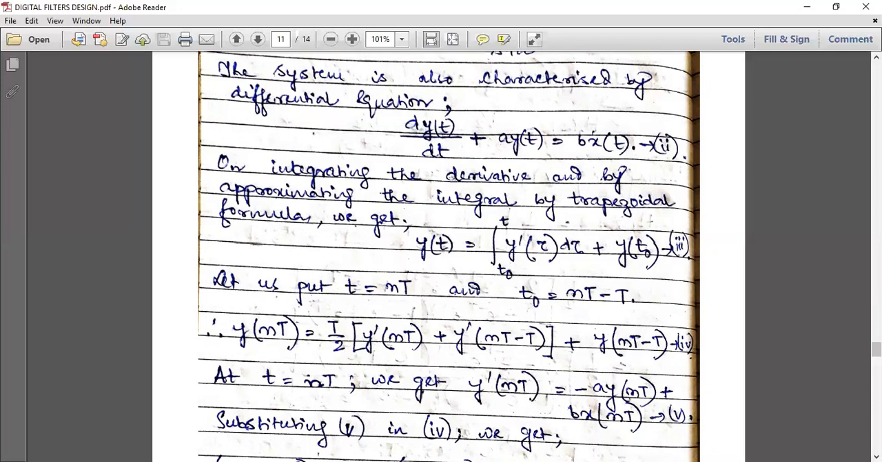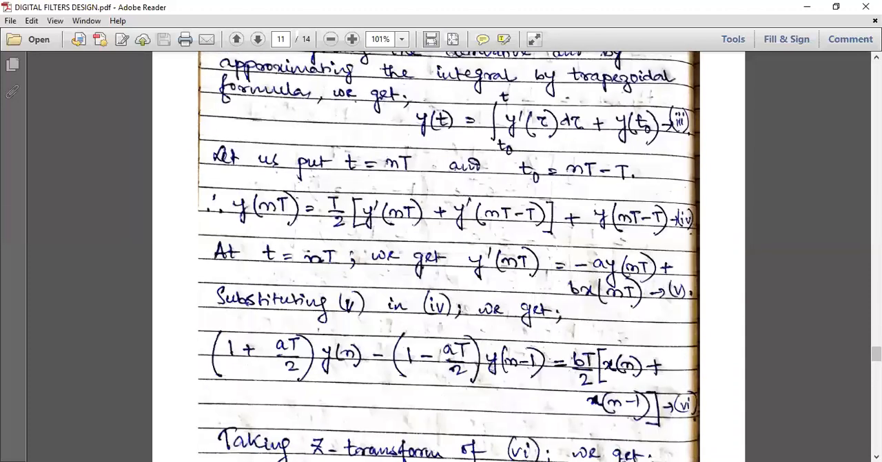Clear? Now substitute equation 5 in equation 4, y dash nT. In place of y dash nT, put this value. So what do you get? You get (1 + aT/2) y(n) minus (1 minus aT/2) y(n minus 1) equal to bT/2 into x(n) plus x(n minus 1). Now this equation 6, we will be taking the z transform of this equation.